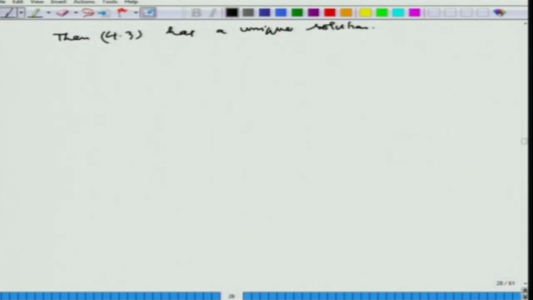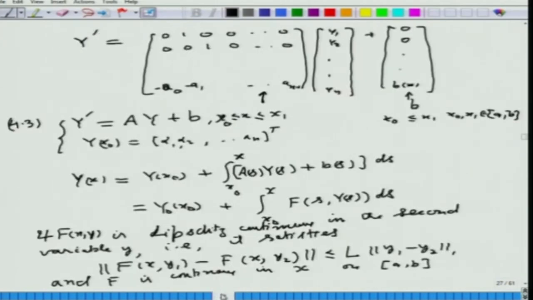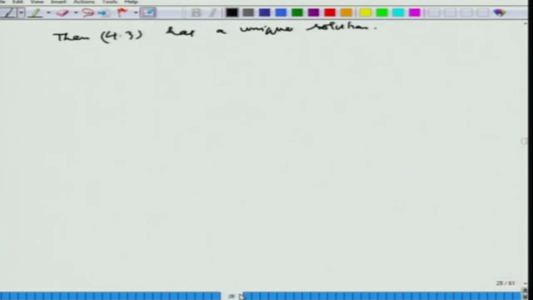This 4.3 is actually an initial value problem, because here this is the initial point, and from this point the solution should evolve satisfying this equation. So, that is what is called the initial value problem. So, this has a unique solution. So, we have to verify only that this f(x, y), in this case, is A(x) y plus b(x). So, we have to check only the Lipschitz continuity.